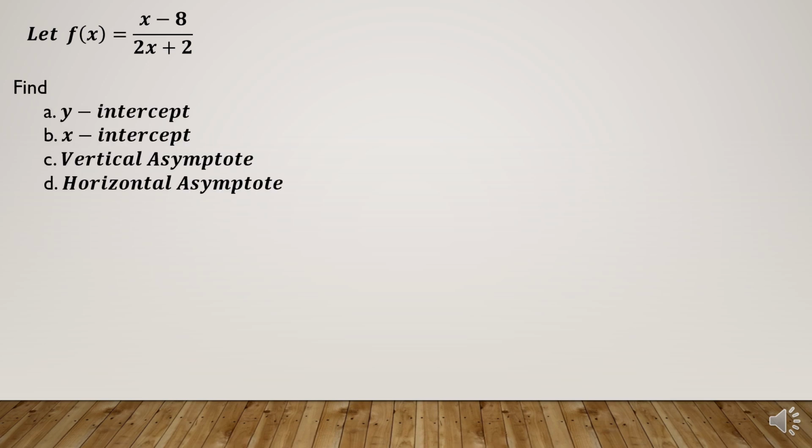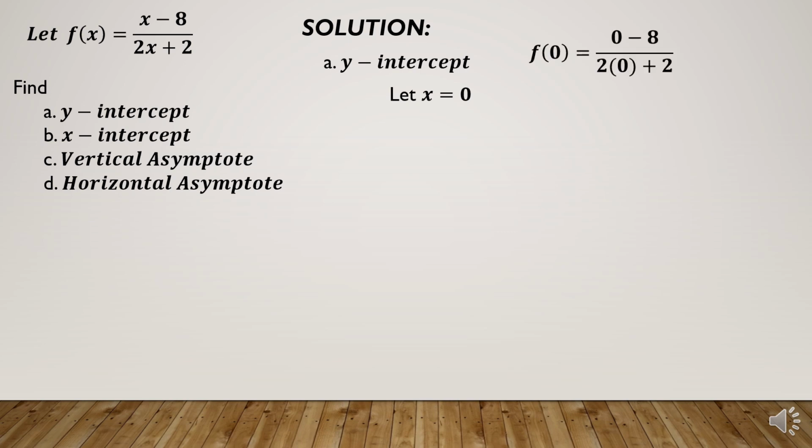Another example. Let f of x is equal to x minus 8 all over 2x plus 2. Find a, y-intercept, b, x-intercept, c, vertical asymptote, d, horizontal asymptote. So let us start with the y-intercept. In finding the y-intercept, we let x is equal to 0. Then substitute the value of x to the given rational function. So we have f of 0. Then simplify.